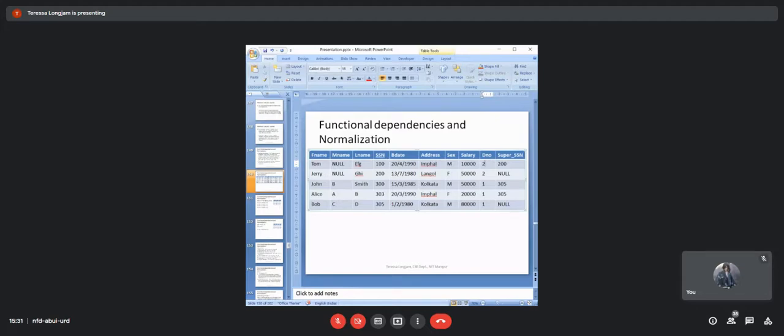So at an instance of time, whatever values we have for the attributes, you can see here one thing: there is no department name. So that means you can conclude a few things from here.